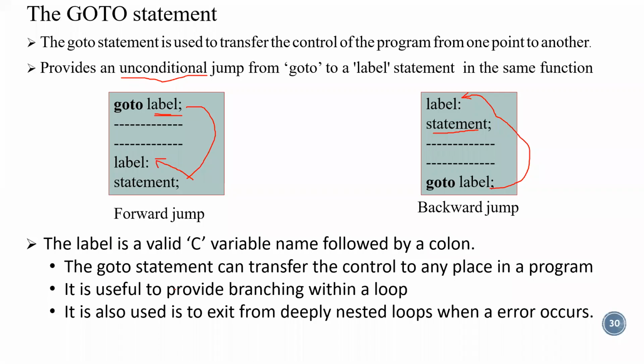Got it? And the go to statement can transfer the control to any place in the program unconditionally. That is the importance of this. Go to will be performing an unconditional jump. It is used to provide branching inside a loop. So we can have transfer of the control if you want to have branching within a loop. Loops we are studying in the next chapter.